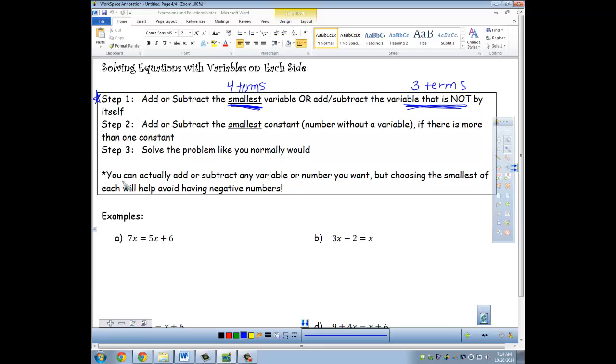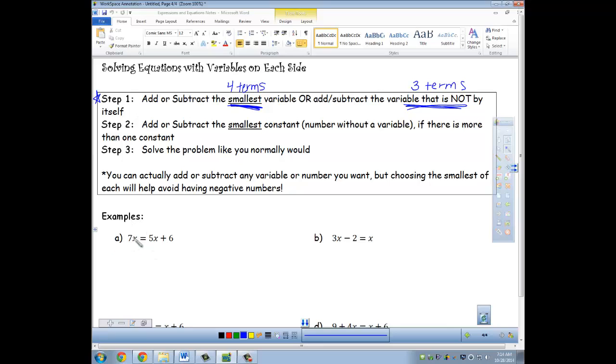This little note says you can actually add or subtract any variable or number you want, but choosing the smallest of each will help avoid having negative numbers. So we don't like negative numbers, so that's why we choose the smallest variable to add or subtract. We will still have some negatives sometimes, but choosing the smallest variable will help us avoid negatives more. So let's look at some examples.